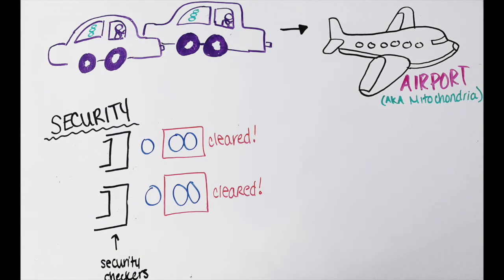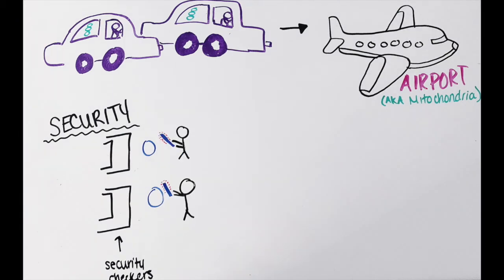2 from each group are cleared to proceed to the terminals, which in our case is the citric acid cycle. By being cleared, each group of 2 gets the CoA enzyme to carry into the terminal. The CoA enzyme is like their admission ticket to proceed further. The other 2 who weren't cleared have to go through a full body check to be completely cleared to proceed.